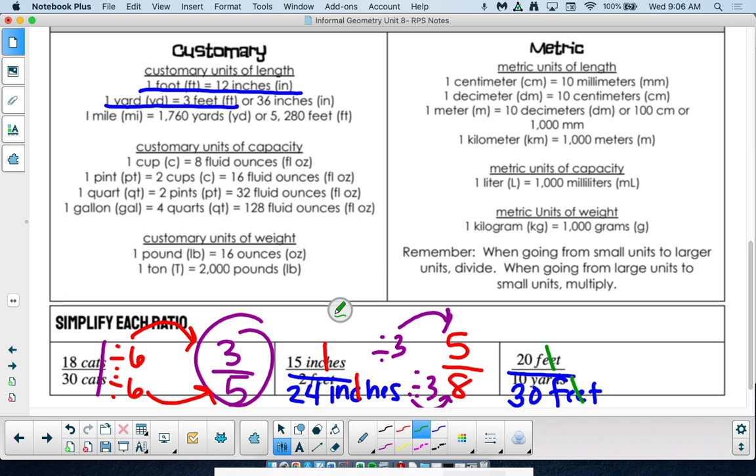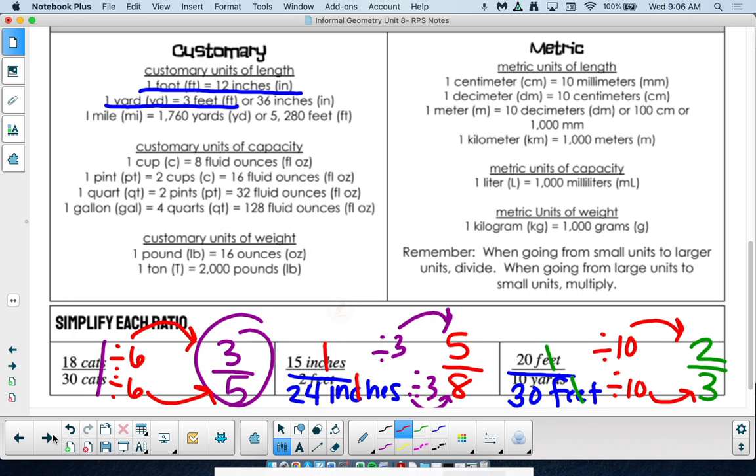So 20, the ABC button, 30 equals 2/3. One last time, if you're not using that ABC button, hopefully you notice that 10 goes into both of those. 20 divided by 10 is 2. 30 divided by 10 is 3.